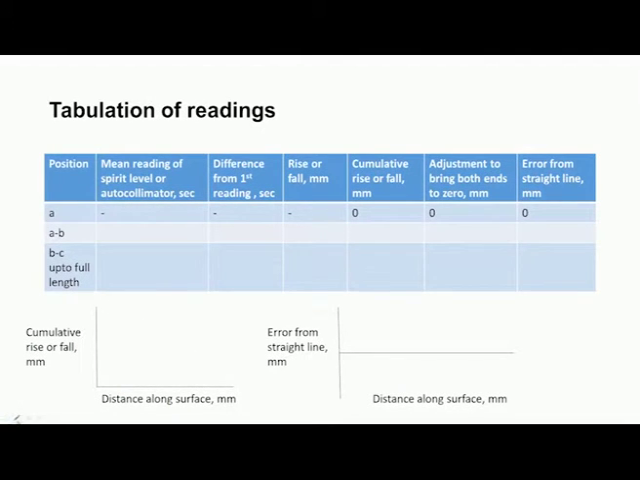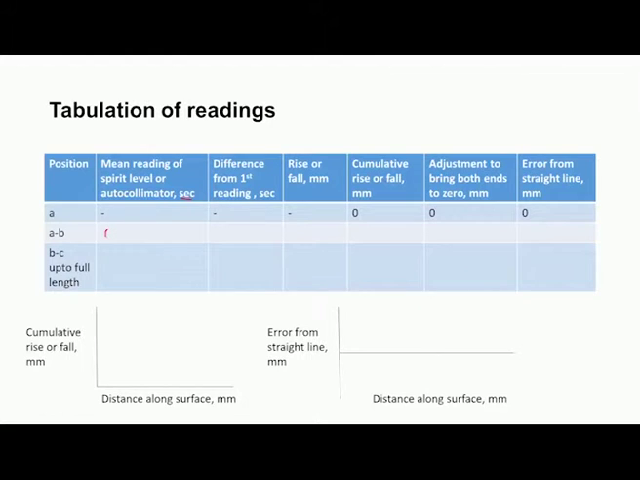Now, all the readings are tabulated as shown here. The first column shows the position of the reflector. The starting point is A, and then we have positions A, B, B, C up to the full length, where we have to take the readings. The mean reading applies both to the spirit level as well as to the autocollimator. Mean readings: in the forward direction we are taking the readings, and also in the reverse direction, and then we have to find the mean values, and those mean values in terms of seconds we have to record here. And then the difference from the first reading, that we have to take here.